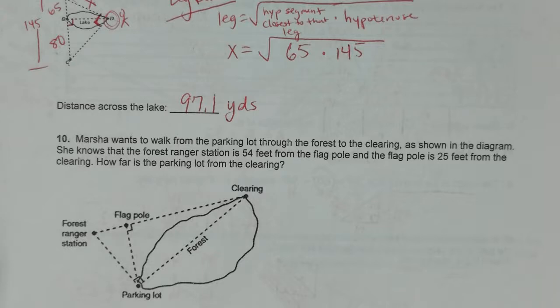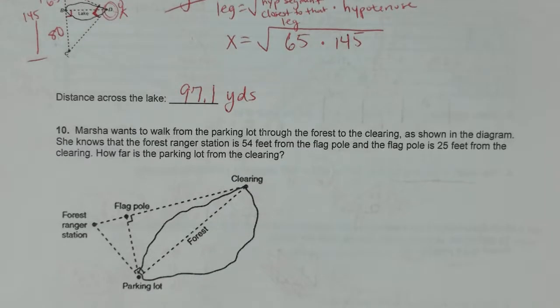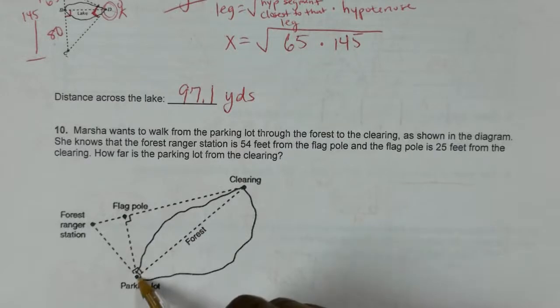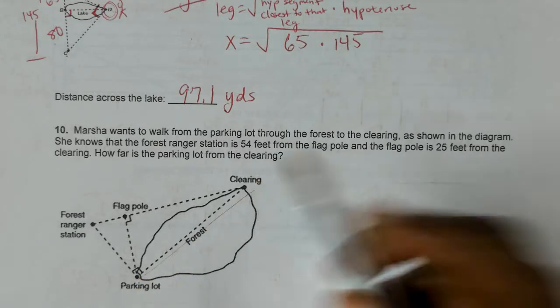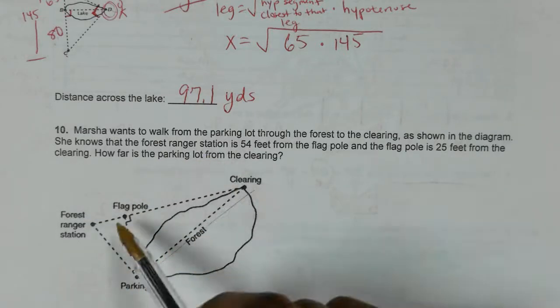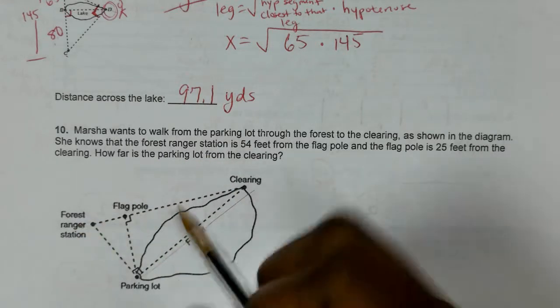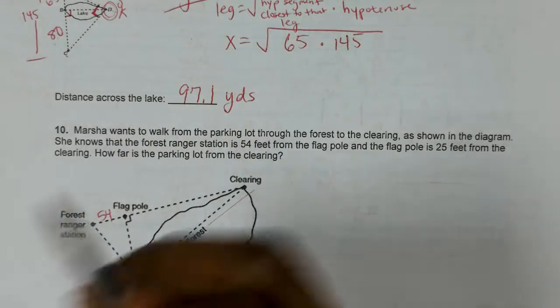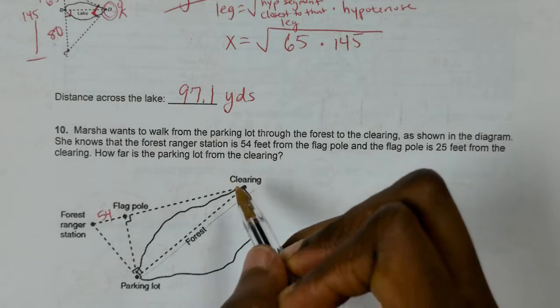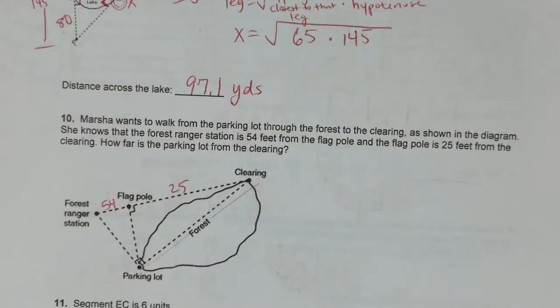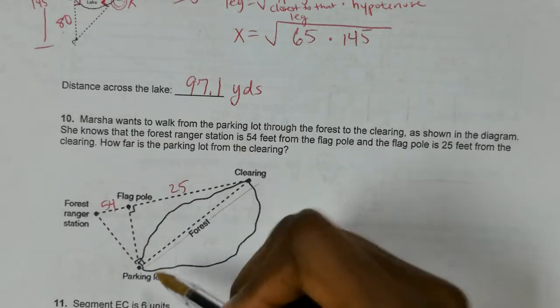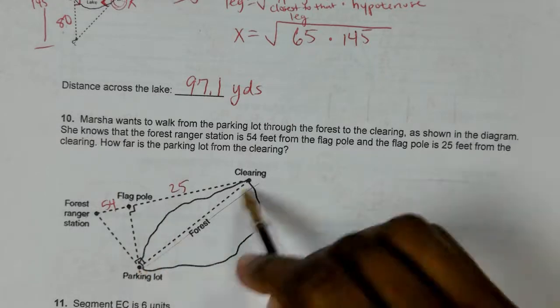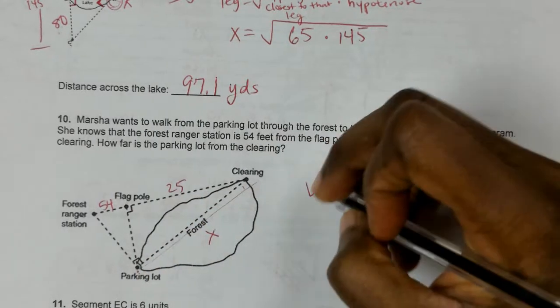We're almost done, 2 more. So Marcia wants to walk from the parking lot through the forest to the clearing, as shown in the diagram. She knows that the forest ranger station is 54 feet from the flagpole, and the flagpole is 25 feet from the clearing. So clearly not drawn to scale. That's okay though, since we're looking for how far the parking lot is from the clearing, a leg, we're going to be doing the leg rule again.